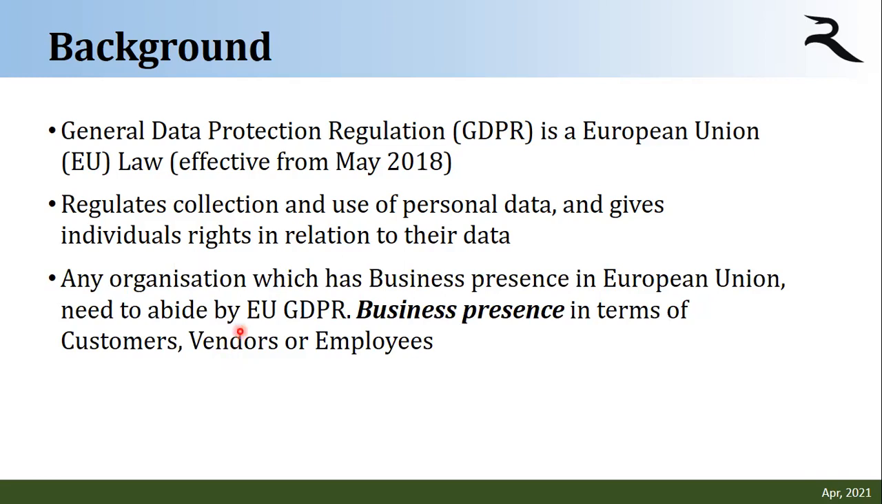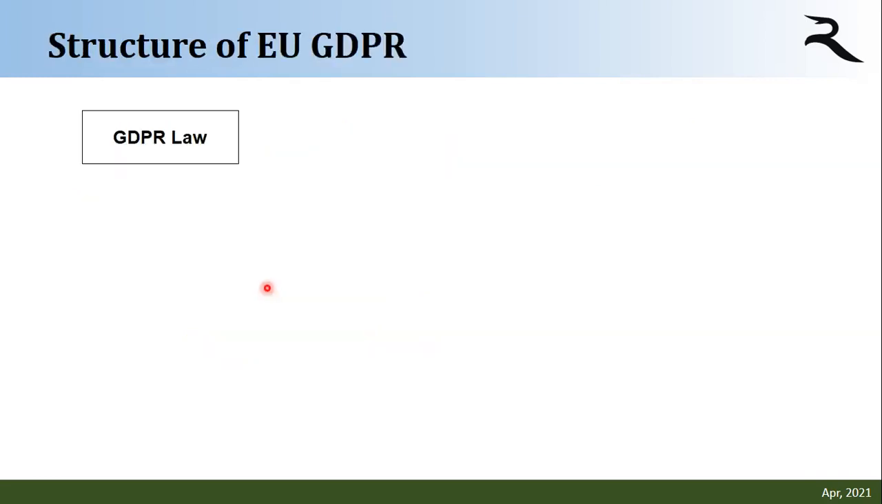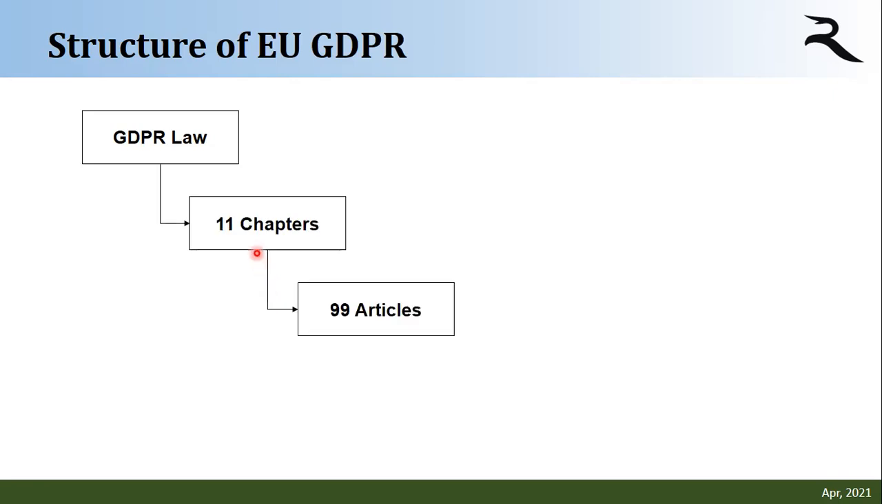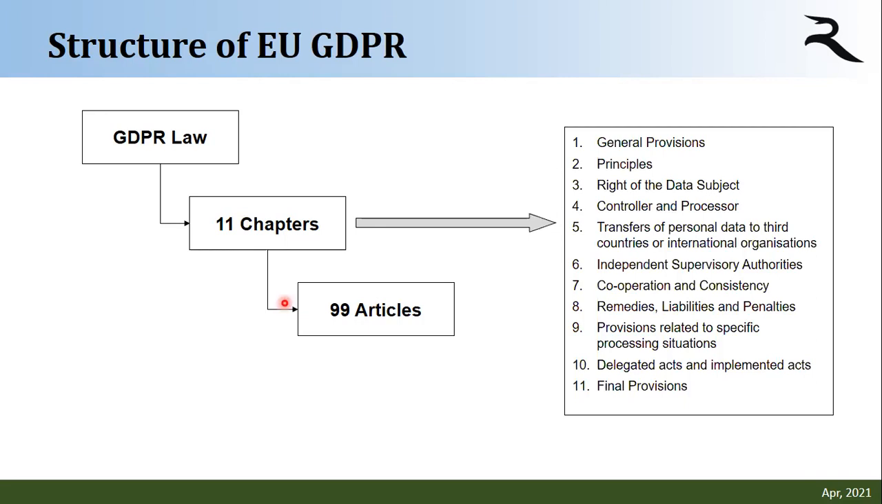So when you look at the structure of the GDPR, there are 11 chapters and 99 articles in total. And these 11 chapters essentially outline in detail various aspects of the law that the organization needs to take care of.